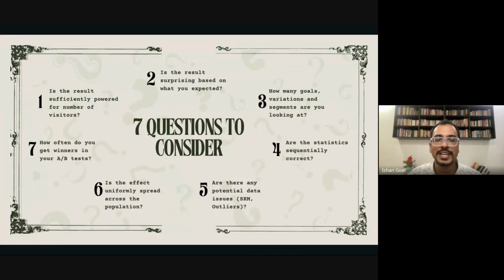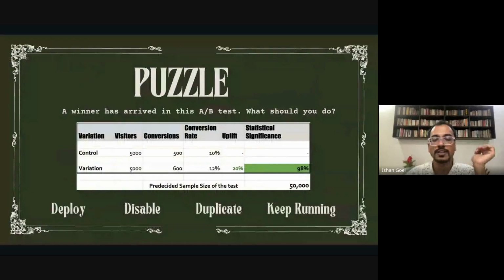So here I'm sharing with you 7 questions that you should ask yourself and analyze once you have gotten a statistically significant winner. These 7 questions will help you decide that you should do one of 4 things in a test after you have gotten a winner. Either you disable the test, or you stop the test, or you keep it running further, or you replicate the test to confirm your findings, or if your findings are sure enough, then you deploy it. So these are the 4 things.